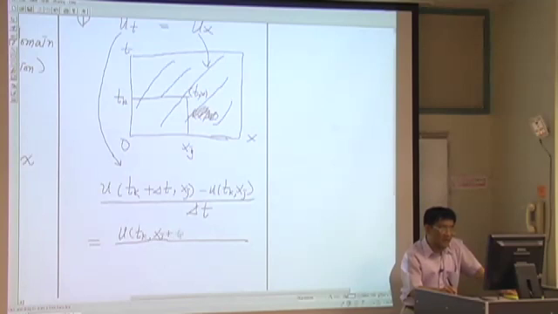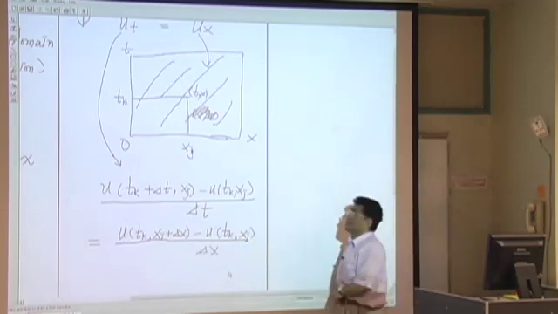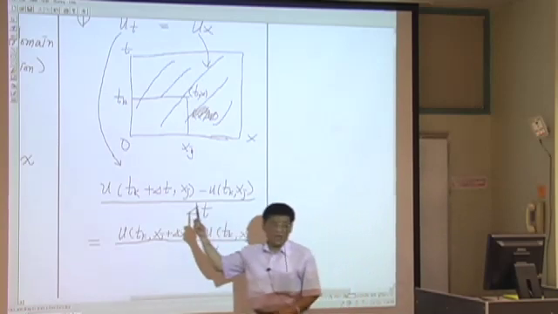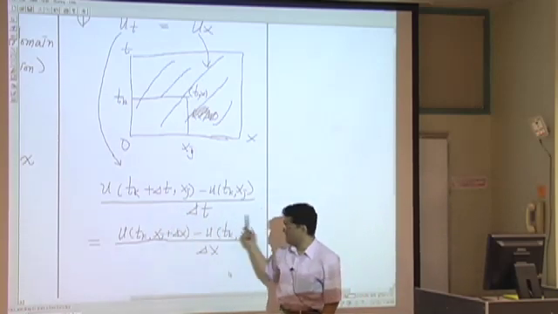u(t_k, x_j + delta x) minus u(t_k, x_j) over delta x, right? So we can write the equation this way. But as you can see, it's very tough to write the equation this way.